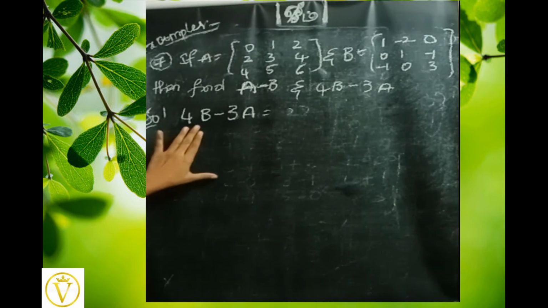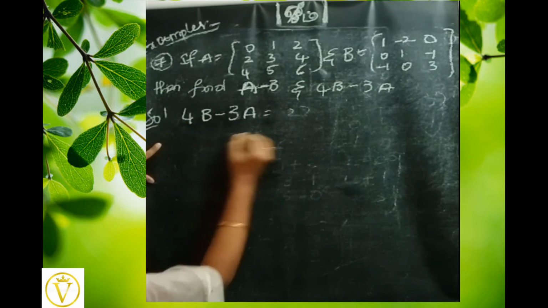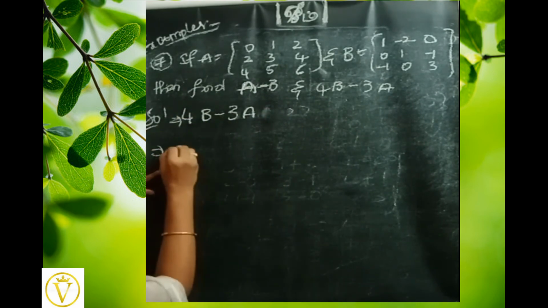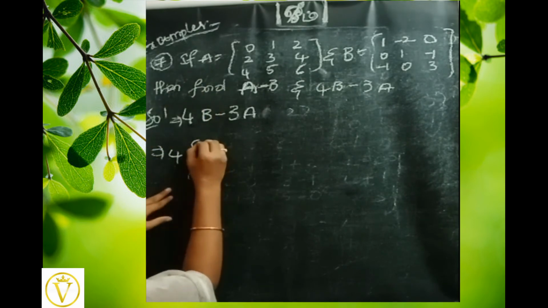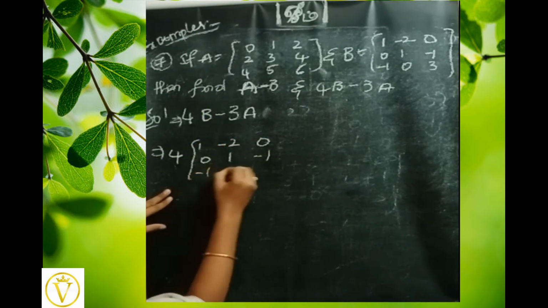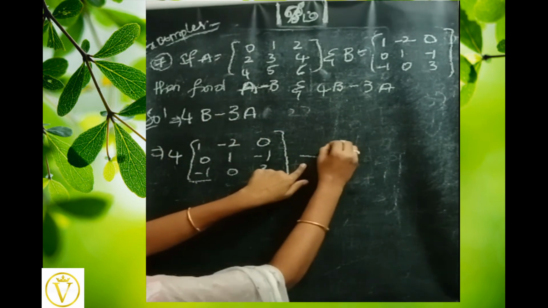First what you have to do here is 4B. So here B is multiplied with a scalar number. Here the scalar is 4. So first I will write here, 4B means what? 1, minus 2, 0, 0, 1, minus 1, minus 1, 0, 3, minus 3.